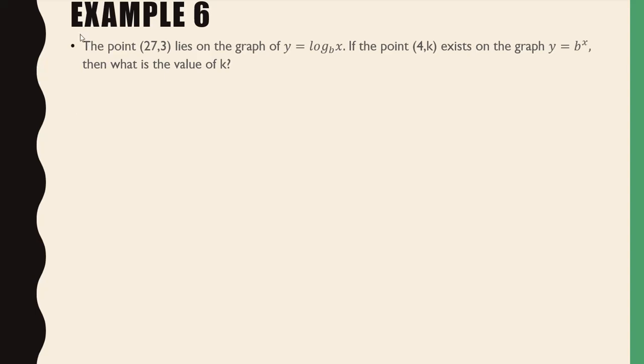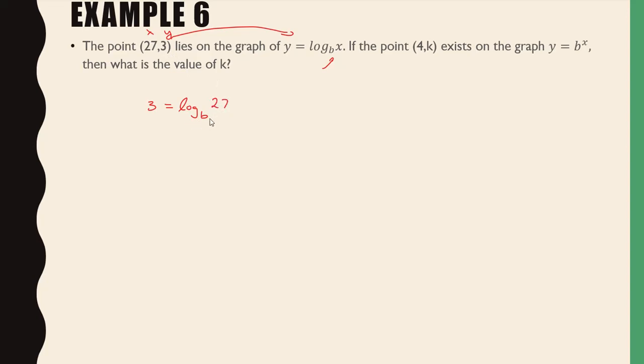Okay, let's look at one more example where we have to find something that's missing. The point (27, 3) lies on the graph of y equals log base b of x. If the point (4, k) exists on the graph y equals b to the power of x, then what is the value of k? Our biggest problem here is we don't know what b is. We don't know what the base is. However, we do know this point exists on this logarithmic graph. 27 is our x value and 3 is our y. So from that, we can find the base. I'll do some substitution. y is 3, log base b, and then x is 27.